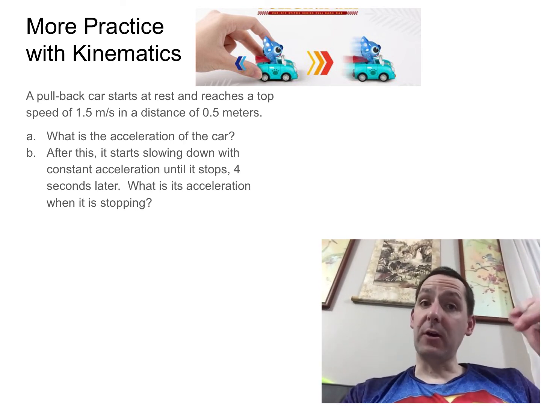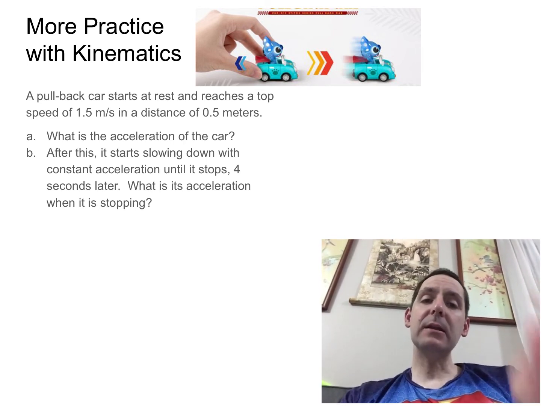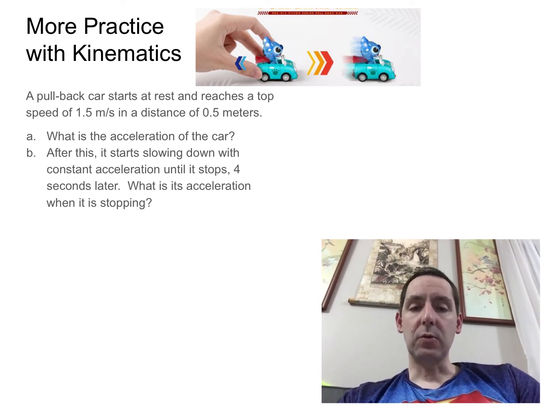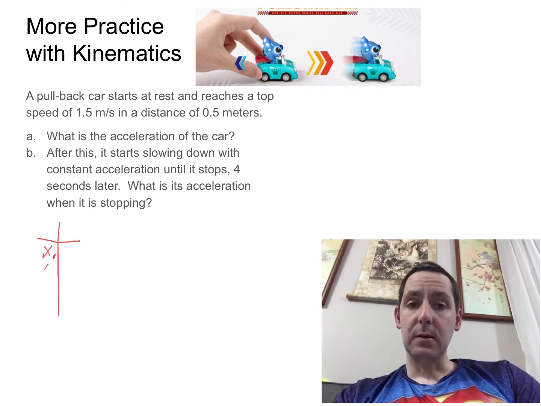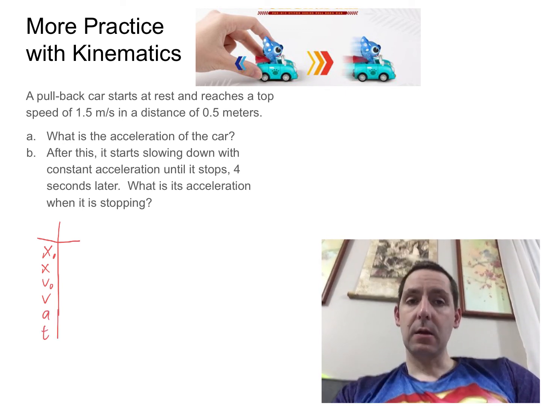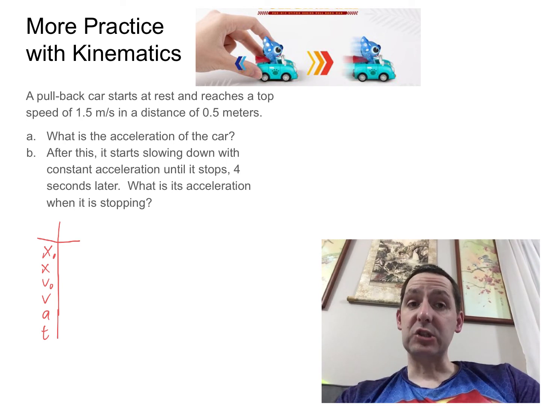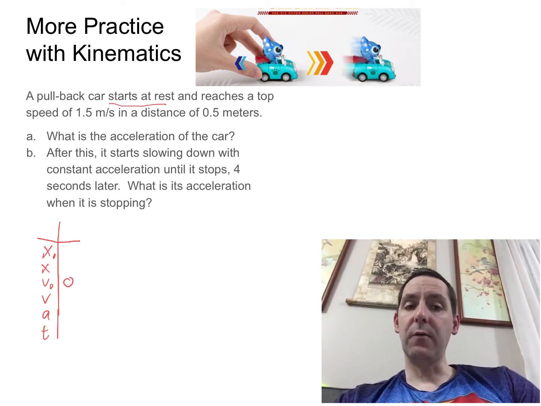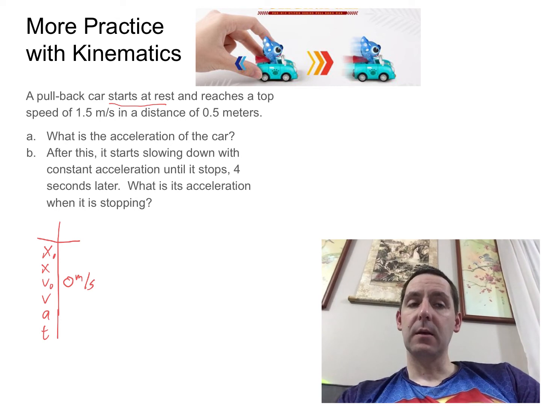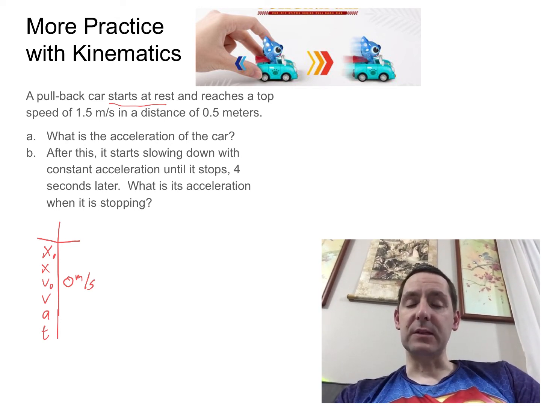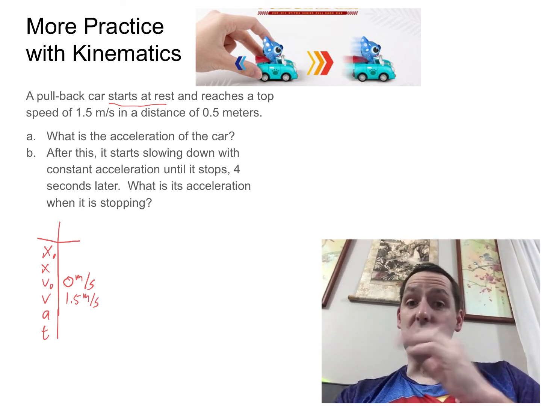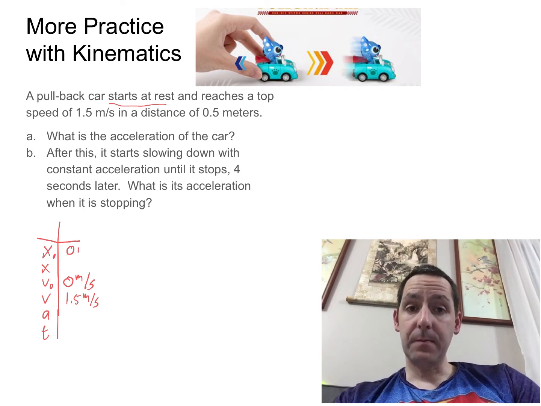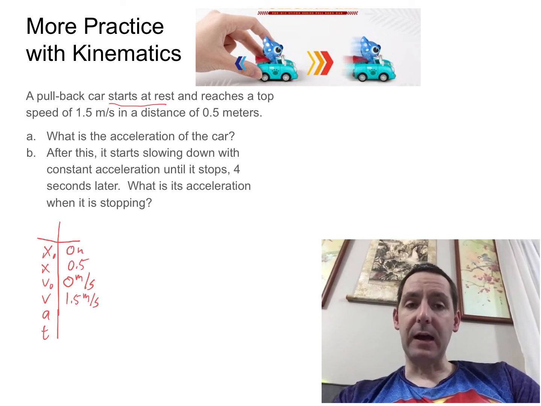Now, remember all three of our equations have acceleration in them, so it may be a little bit hard to figure out which one we need. So what we're going to do is we're going to make our table. We're going to go x naught, x, v naught, v, a, and t. What information do we have? It starts at rest. So I'm going to put in a 0 for the initial velocity. It reaches a top speed of 1.5, so it's going to be 1.5 meters per second in a distance of 0.5 meters. So let's say it starts at 0 and it goes to 0.5 meters.